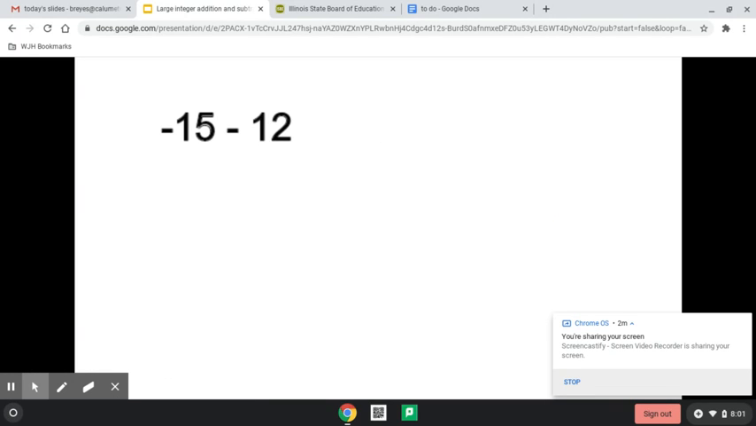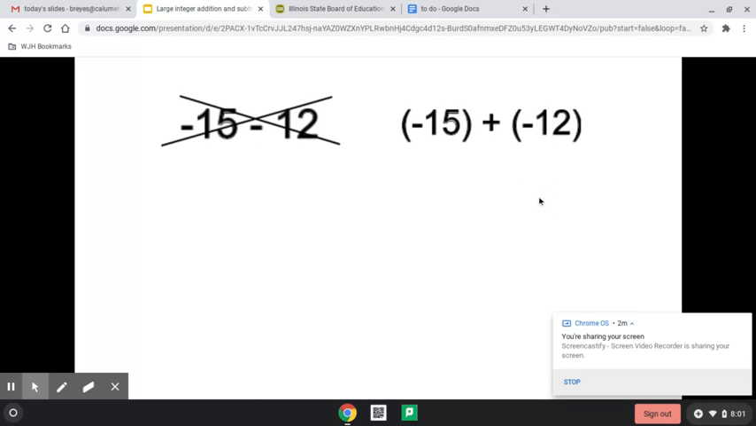Now, negative 15 minus 12. The first thing you have to do with a large subtraction problem is change it to addition. So, negative 15 minus 12 is actually the same thing as negative 15 plus negative 12. And we can think of it like that from now on. We can cancel this because it's tougher to think of it that way, and you'll see why.